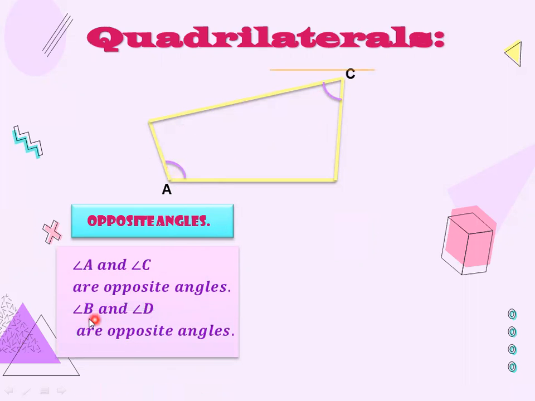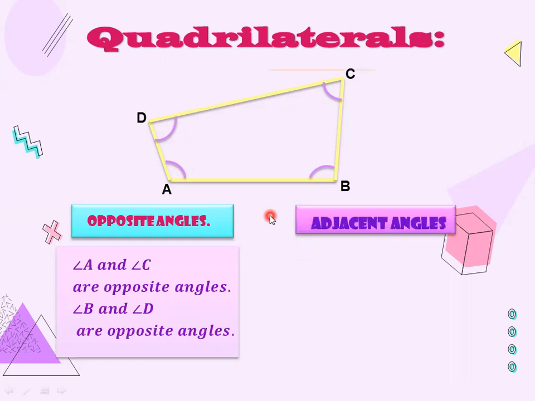So angle A and angle C are opposite to each other. Similarly, angle B and angle D are also opposite angles. Where is angle B? Here it is, this one. This is angle B, and the opposite angle of angle B will be this one, angle D. So A and C are opposite angles, B and D are opposite angles, right?